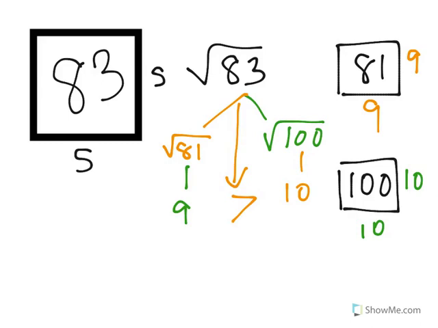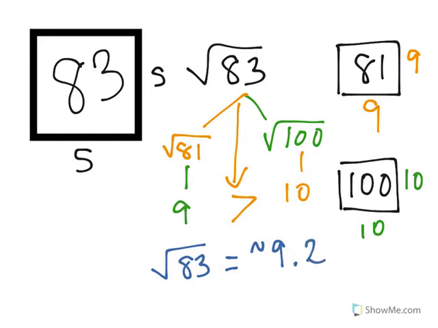Most likely, it's much closer to the 9 than it is the 10, because of the fact that when we look at reasonableness, 81 is 2 away from 83, while 100 is 17 away from 83. So if I were to take a guess, I would say that the square root of 83 is probably equal to approximately 9.2.